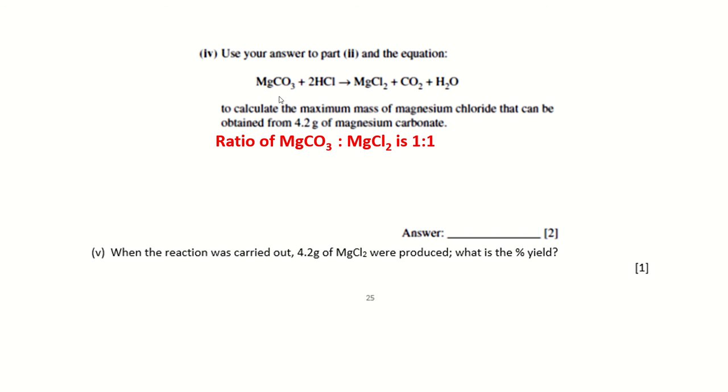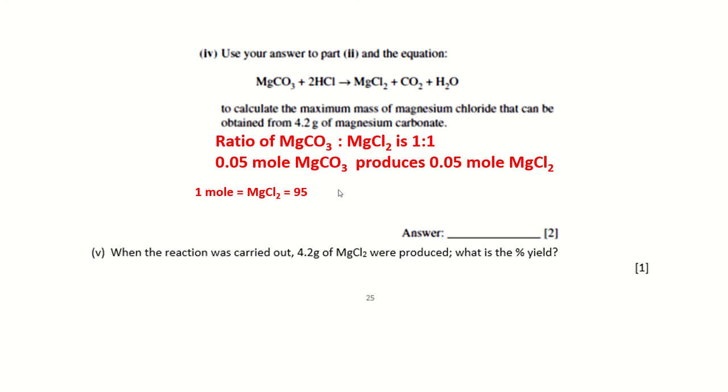Now, our ratio, as we said, from this to this is 1-to-1. So for every 1 mole of this, we make 1 mole of that. Now, what that means is 0.05 mole of magnesium carbonate produces 0.05 mole of magnesium chloride. That's the 1-to-1 ratio. So to get the mass of that, 1 mole of magnesium chloride, we'd worked out up there in part 2, I think it was, is 95. So 1 mole of MgCl2 is 95. So 0.05 mole, we'll multiply the number of moles by RFM, 0.05 times 95, 4.75 grams.